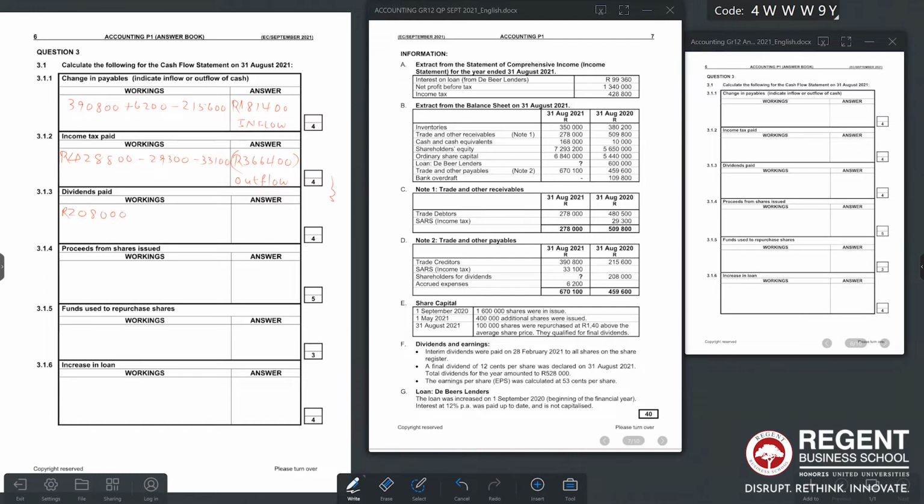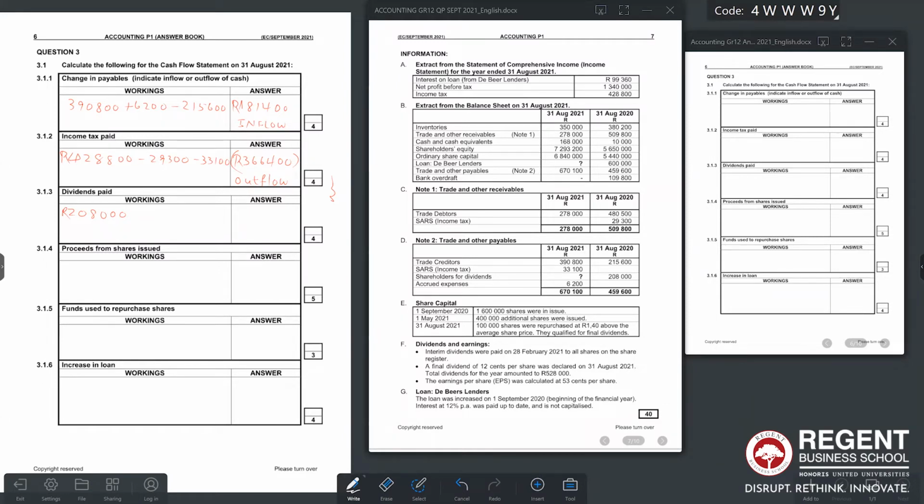Let's go on. A final dividend of 12 cents per share was declared on the 31st of August. The total dividends was 528. I need to know how many shares I had in issue at the end of the year. They said on the 1st of September, 1.6 million shares were in issue. On the 1st of May, I sold a further 400,000 shares. On the 31st of August, 100,000 shares were repurchased at 140 above the average share price. They qualify for final dividends.